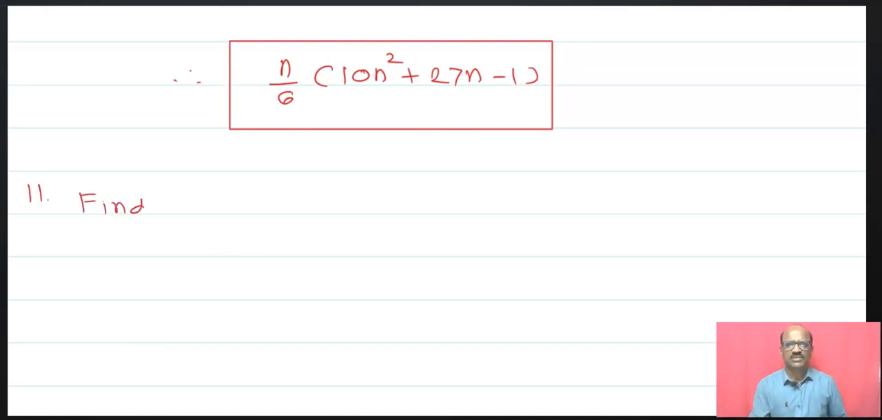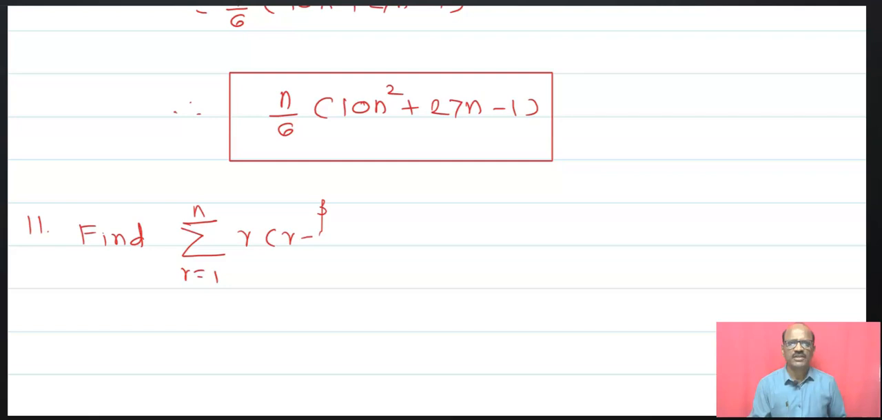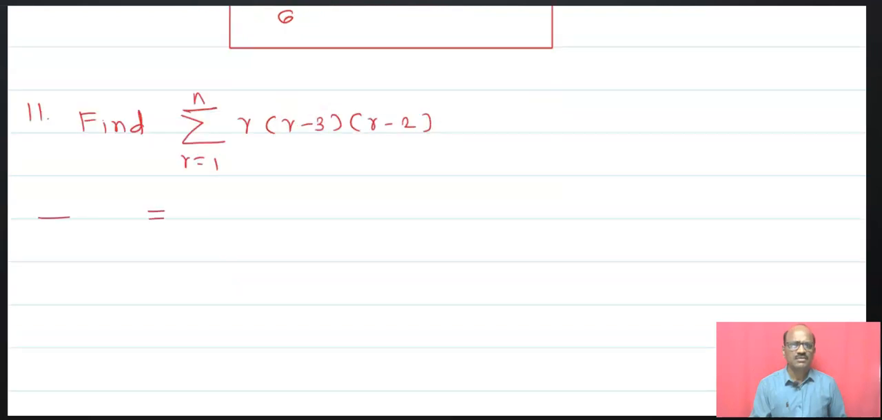Now the next question number 11. Find the summation r equals 1 to n of r into r minus 3 into r minus 2. This is a simple question. What we have to do here, the multiplication is there, that is r into r minus 3 into r minus 2. Perform this multiplication. Then apply the summation to all the terms. Then we will get the answer.